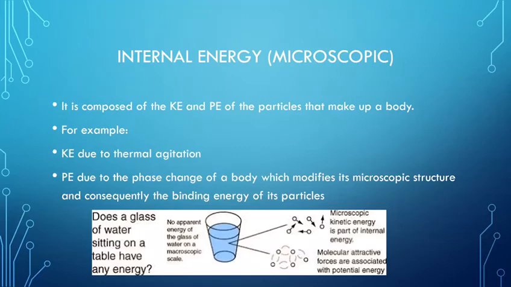And here, note that the potential energy can have different forms or different types. It could be electromagnetic, structural, chemical, or it can be related to the mass and the nuclear energy. So this is how we can relate it to the potential energy.